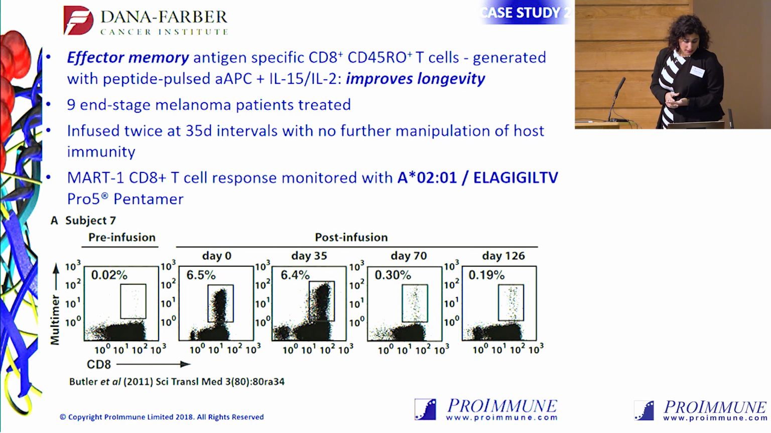And they then used Pentamers to look at the efficiency of their treatment and their protocol. They used our class 1 Pentamers to monitor and quantify the populations at different time points. They realized that after they infused twice, at a 35-day interval, the cells were quite abundant at day 0 and day 35. They were still present, and they managed to still detect with the Pentamer some of the MART-specific populations at day 126.